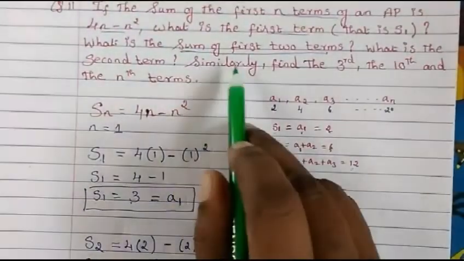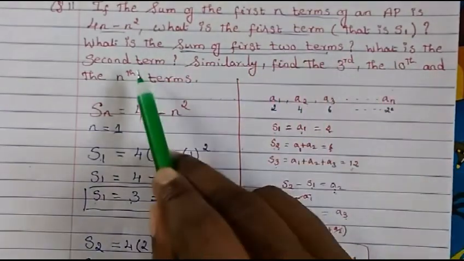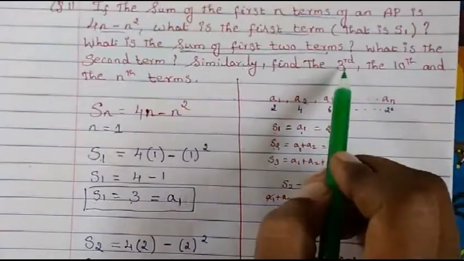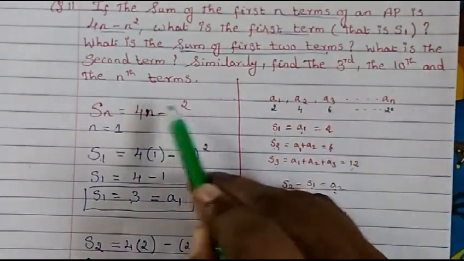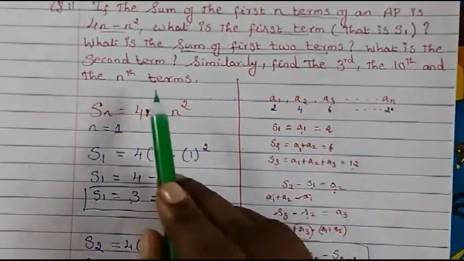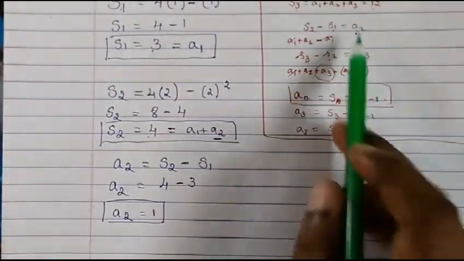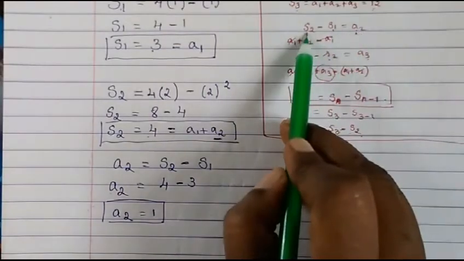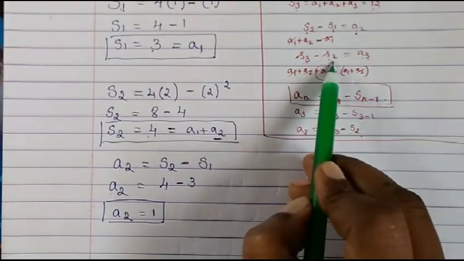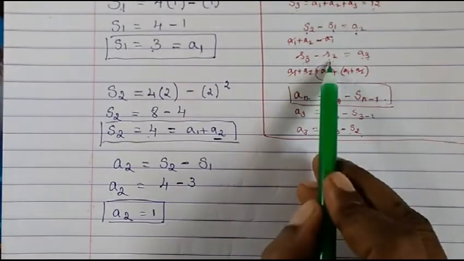Next, the sum of the first two terms we found out, that is S2. Now the second term, that is A2, we found out. Similarly, find the third, the 10th and the nth term. So in the same way we have to find out the third term, the 10th term, then the nth term. Let's find out the third term. Here I have explained to you: to get A2, what did we do? From S2 we minus S1. To get A3, what did we do? From S3 you have to minus S2. Then you get A3. So to get the third term, from S3 we have to minus S2.